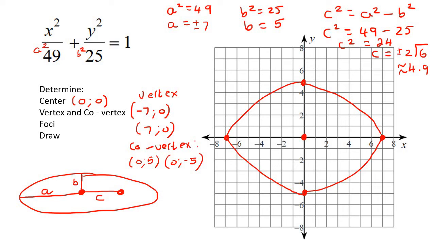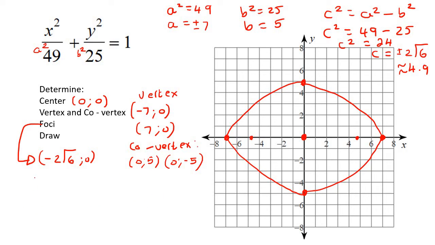So we know that C is the length from the center. So if this is our center, we're going to go 4.9 to the left, which is about there, and 4.9 to the right, which is about there. To give the coordinates of that, you could simply say -2 square root 6 and 0. That would be this one, because it's got a y value of 0. And the other one would be +2 square root 6 and 0. And that is it. That is how you draw an ellipse.